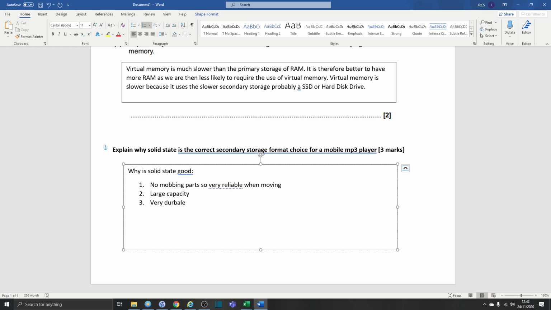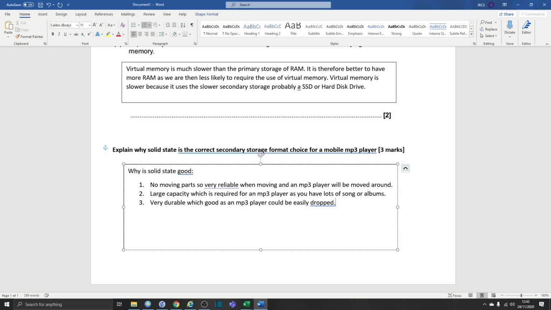Basically, if you drop them, they can be broken. No moving parts. But they're your 3 points. You could just write that, but obviously put them into a sentence. Make sure you mention the large capacity, which is required for an MP3 player, because you might have thousands and thousands of songs, lots of songs or albums. An MP3 player will be moved around, so very durable is good, as an MP3 player could be easily dropped.